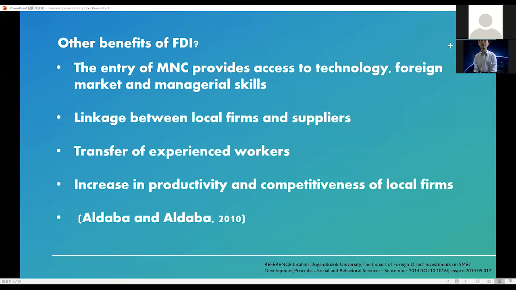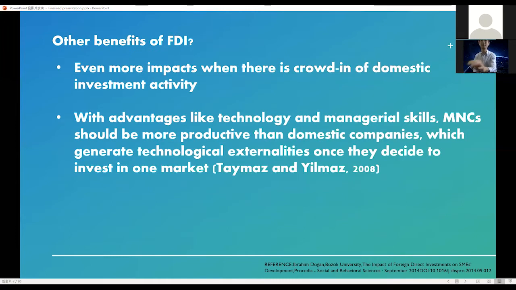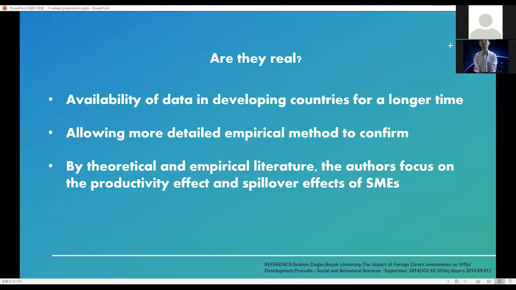So all in all, when we combine all those things together, it results in FDI increasing the productivity and also the competitiveness of local firms. But is it really true for SMEs? We're going to talk about that later. More importantly, FDI will generate some crowding-in effect on domestic investment activities. So with more and more FDI, we believe the local economy will benefit even more. But are they really true for SMEs in local economies?